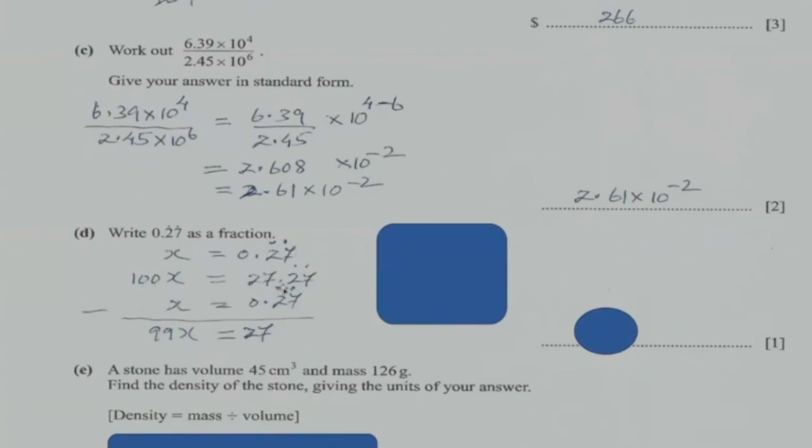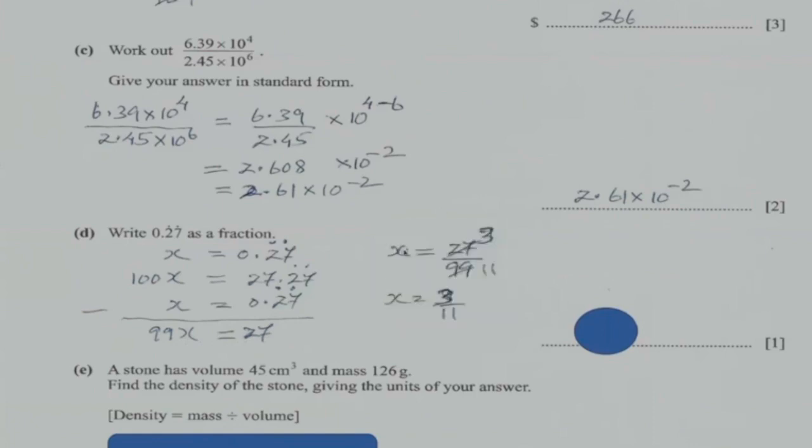Then 27.27 recurring. Then we have to subtract these two. 100x minus x is 99x. When subtracting, the recurring part goes, then 27 comes. x equals 27 over 99. And we can simplify this to 3 over 11.